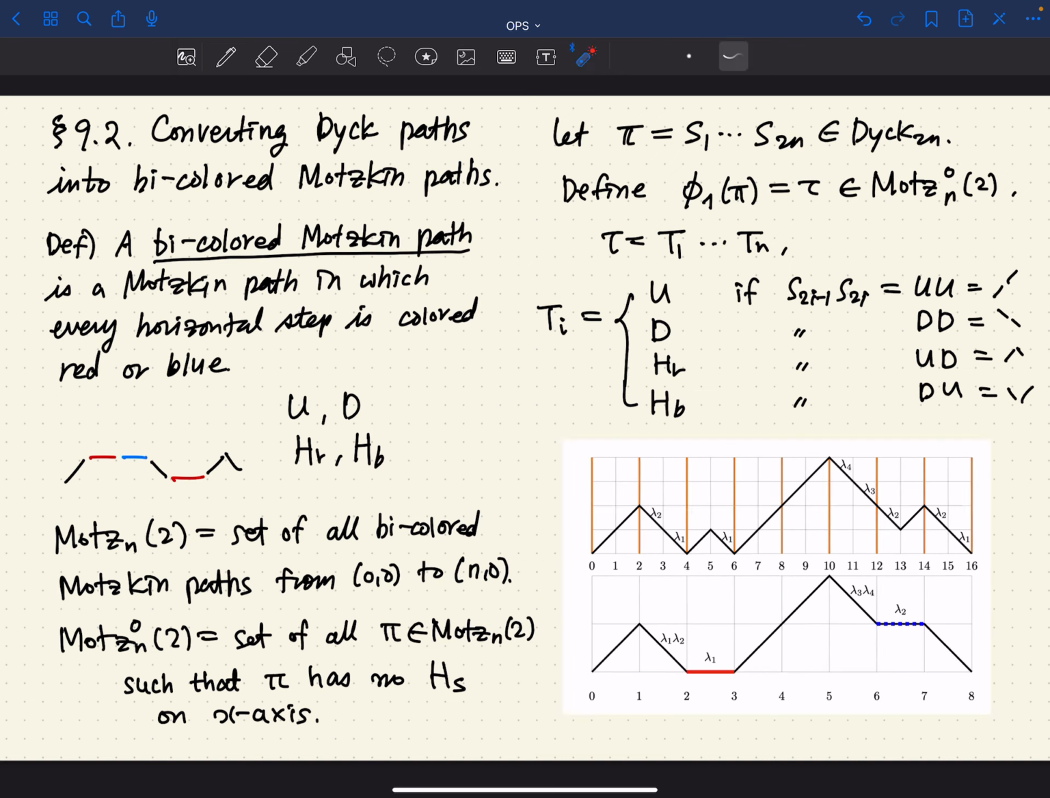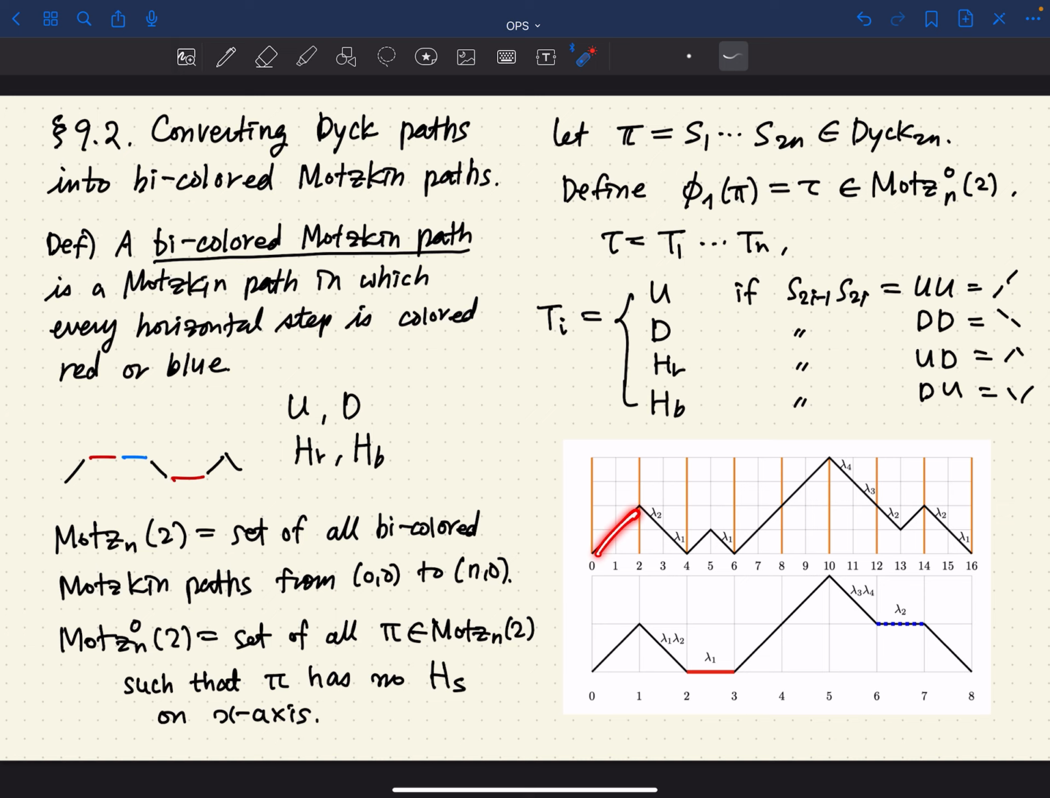Like this. Yeah, so this is our Dyck path of length 2n, n equals 8. And so we separate the steps into 2 steps like this. So we combine the first two steps together and the next 2 steps together, etc., by separating the path using these orange vertical lines. Then if this is up, up, then just change it into an up step. So now this is our Motzkin path.